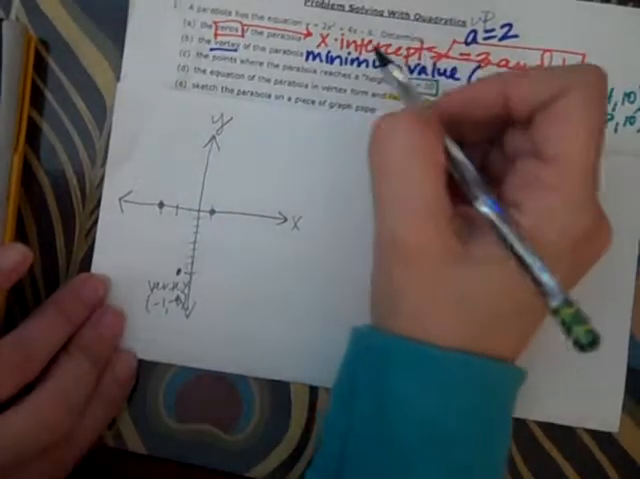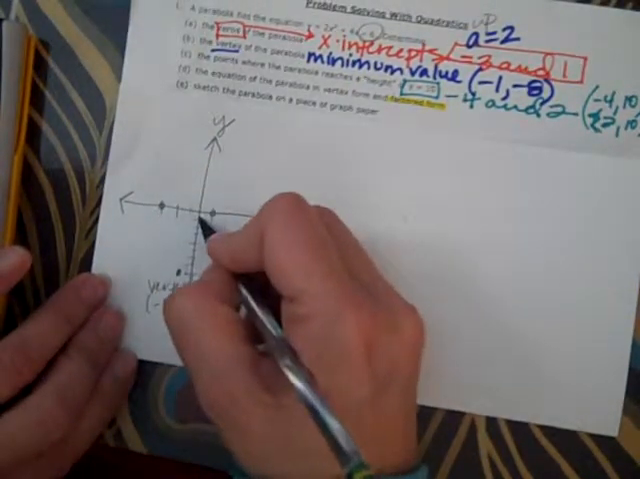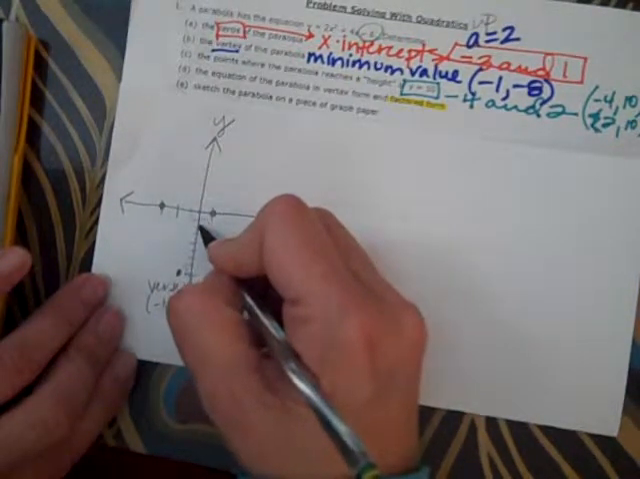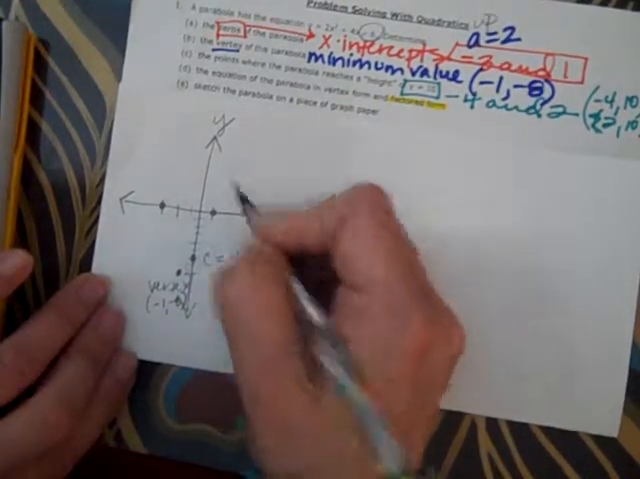Oh, I have y values of 10. That's going to get up pretty high on the y-axis. Ooh, I'll use something else. How about the c value? It tells me that it is going to hit the y-axis at negative 6. 1, 2, 3. That c was negative 6, and it told me it was going to hit there.